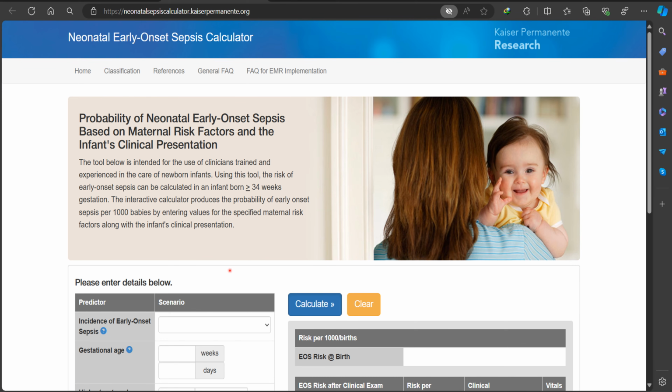Any of them you can use, in which you can input some parameters depending upon the history and clinical features of the patient, and the calculator will give you an estimated risk of sepsis in that baby. Depending upon that, you can use your unit specific guidelines, that if the risk is beyond this percent, we can start empirical antimicrobial therapy.